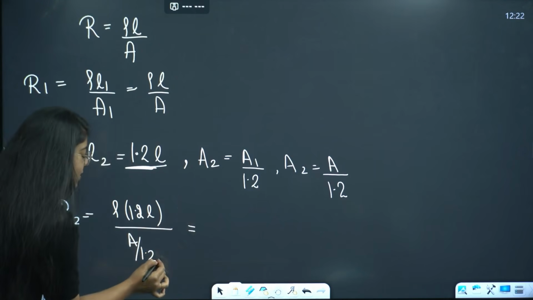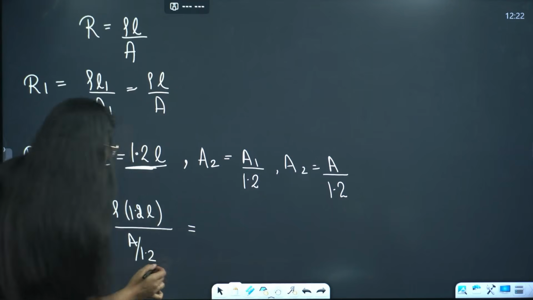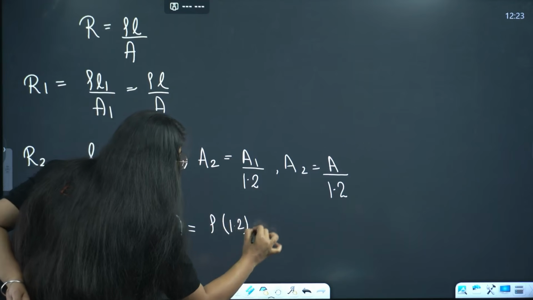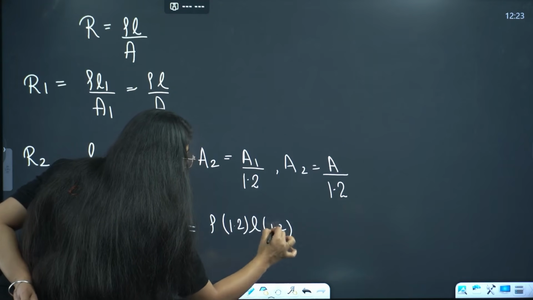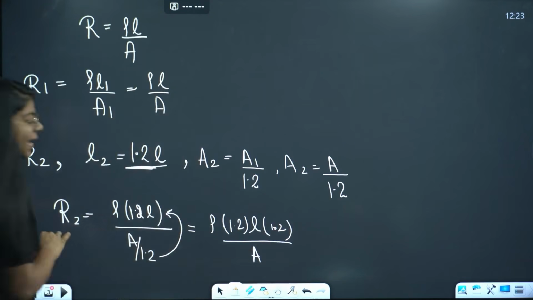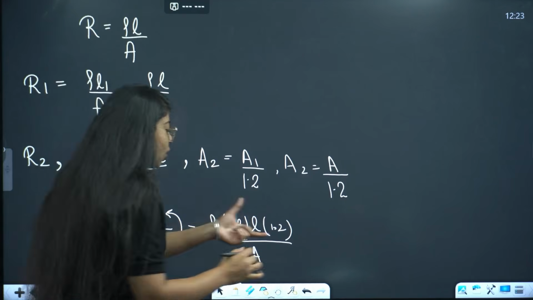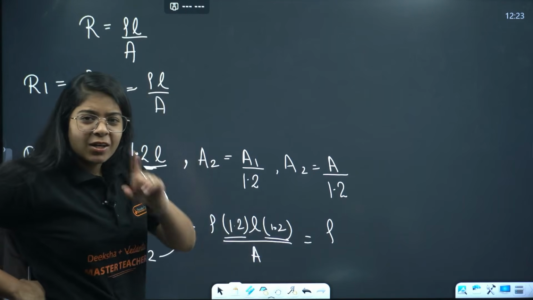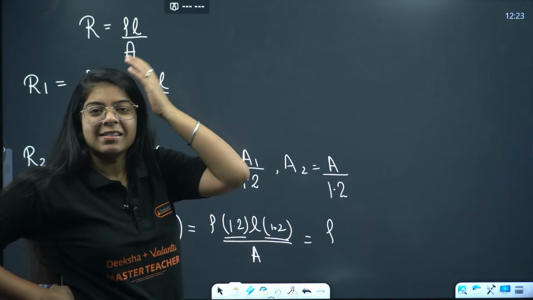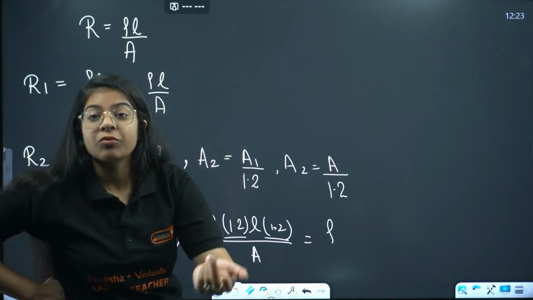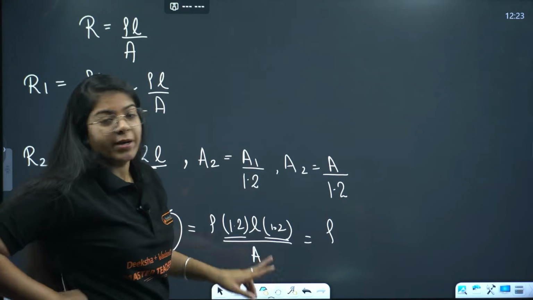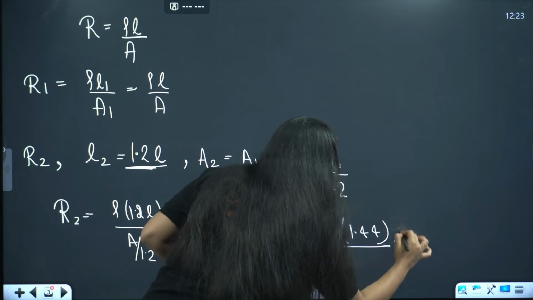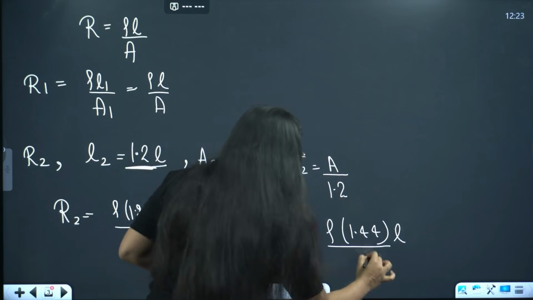If I take this LCM, this lower term above, it will be rho into 1.2 into L into 1.2, right? And down there will be simply A in denominator, correct? Now if you solve this, this will be simply rho 1.2 into 1.2, 1.2 square. Very easy, we learned it even in 7th, 8th, right? 12 into 12, 144. And there are 2 points, so 1.44 divided by, into L, we have one L here and one A here.